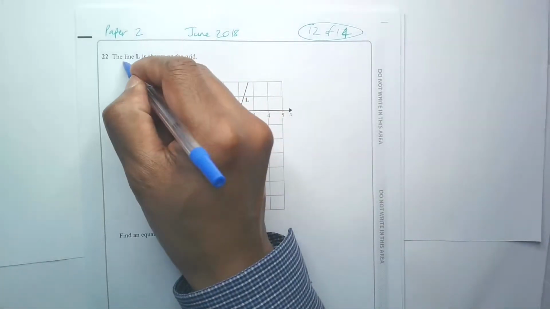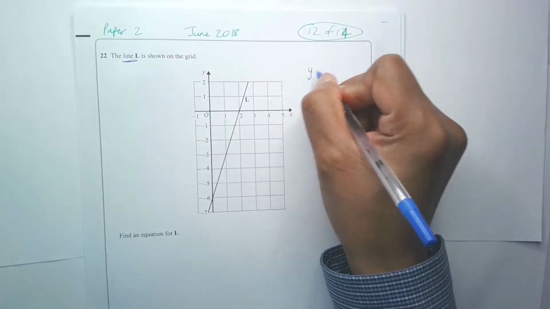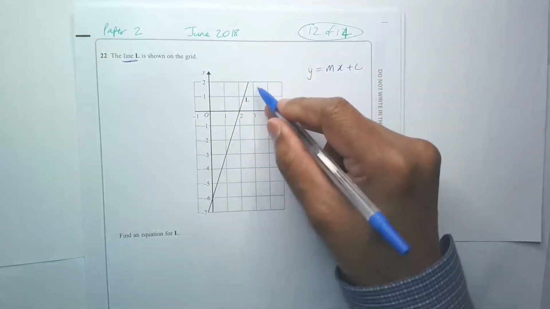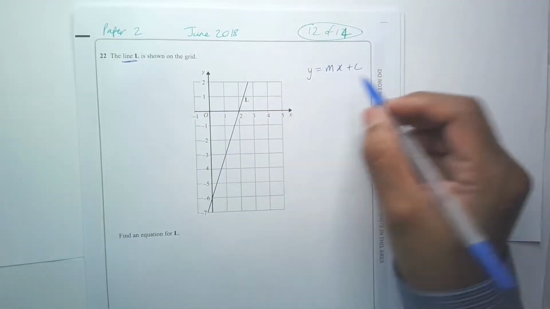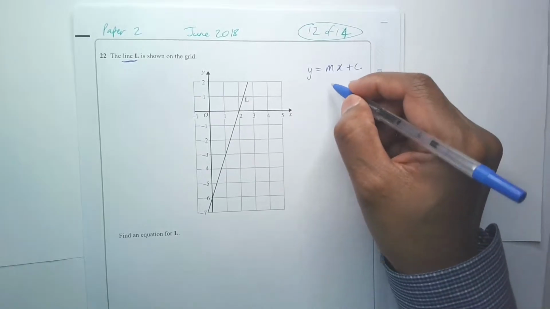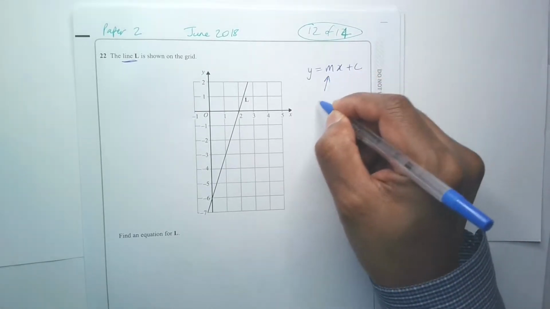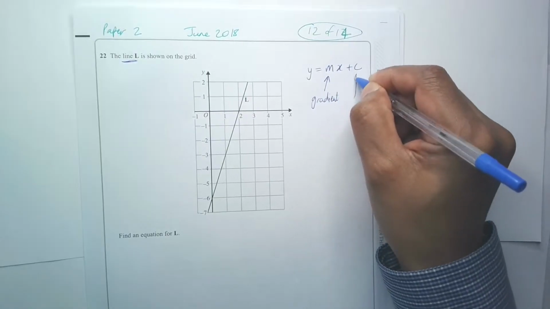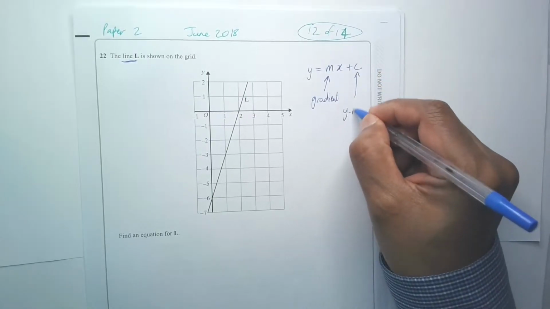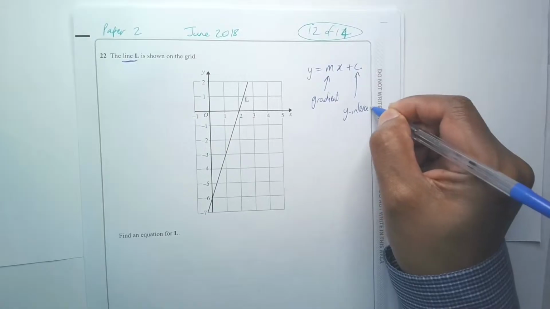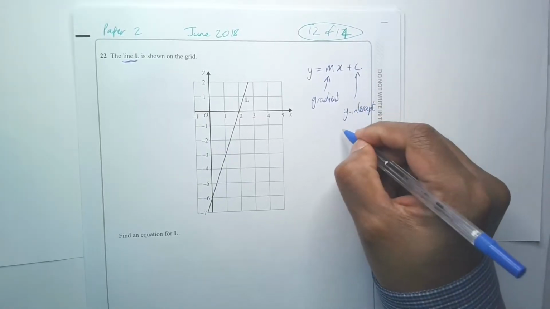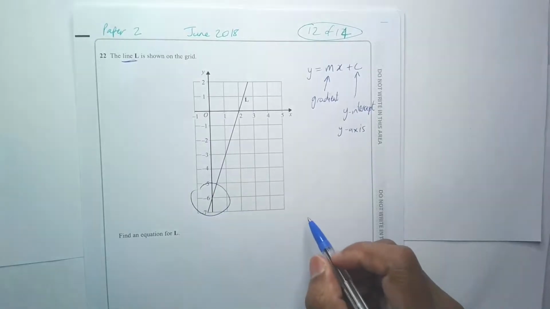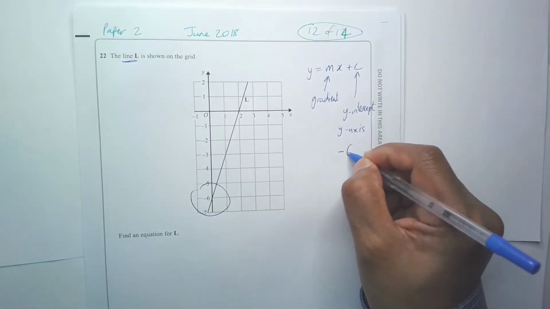So when we see a line, we need to be thinking y equals mx plus c. You can see that this is a straight line. So I need to find what my gradient is and what my y-intercept is. And that means where does it cross the y-axis? You can see here this is the y-axis, so that's going to be minus 6.